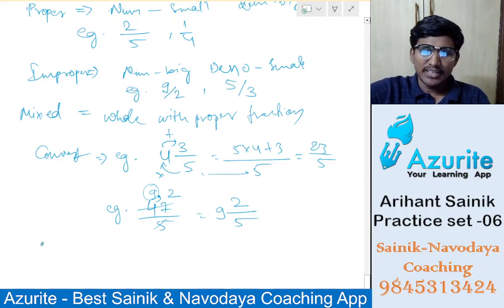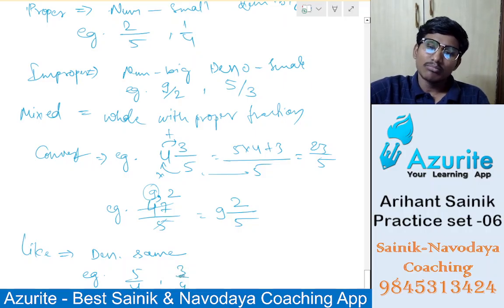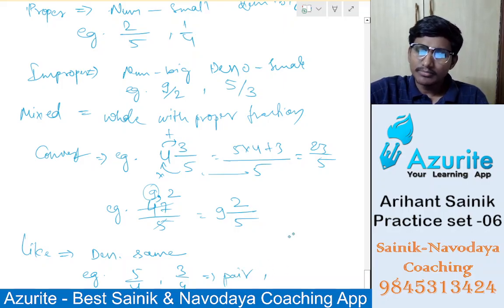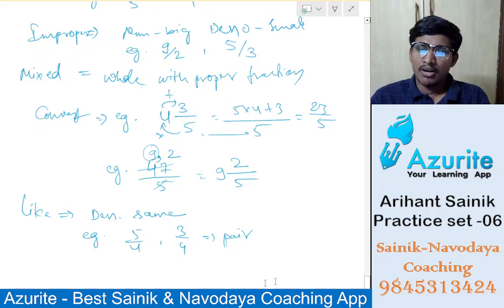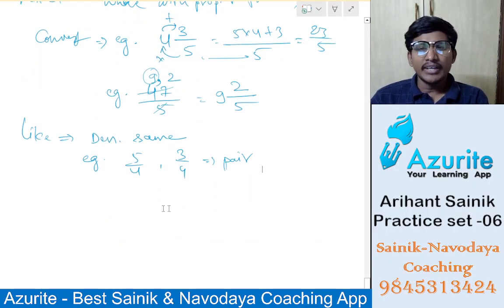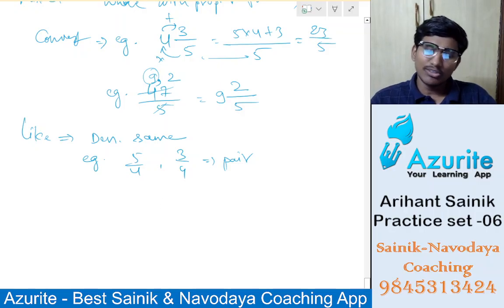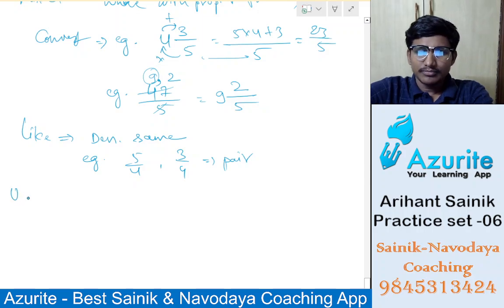And next is like fraction. Types of fraction, another is like fraction. Like fraction means what? Denominator will be same. So example is like 5 by 4, 3 by 4, both are a pair of like fractions. Okay, understood? Can the numerator also be the same? We can divide, but it will come in point. Okay, not required.